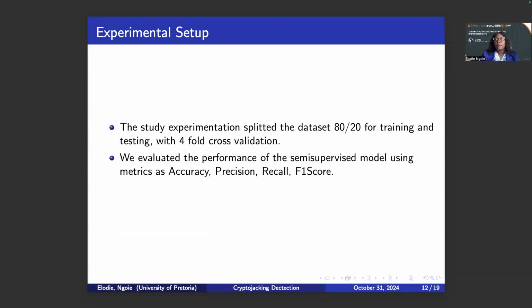Moving on to the experimental setup. Our experimental setup split each dataset into training and testing sets using an 80-20 ratio, followed by 4-fold cross-validation. This allowed us to evaluate our model thoroughly on metrics such as accuracy, F1 score, recall, and so on, and precision, if I must be precise.